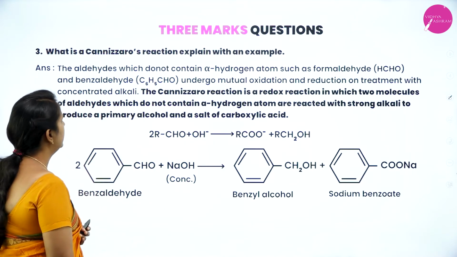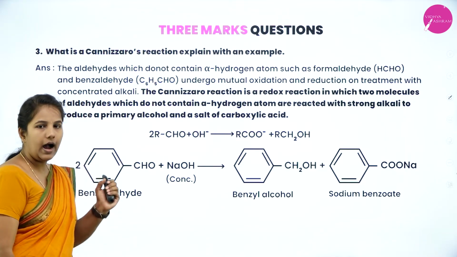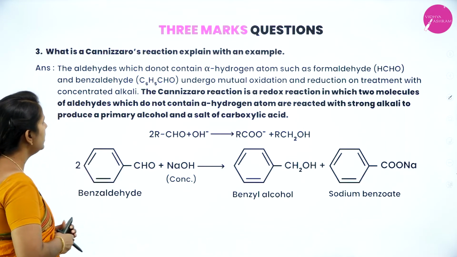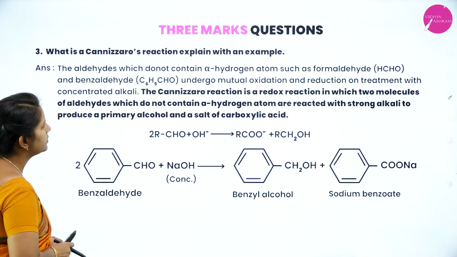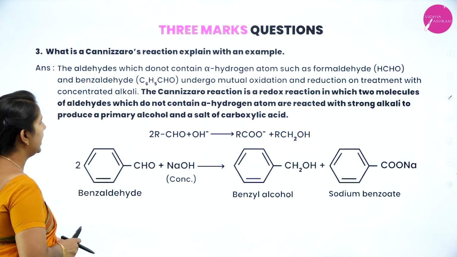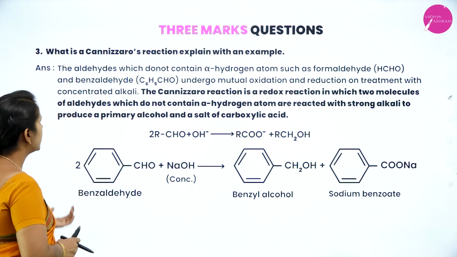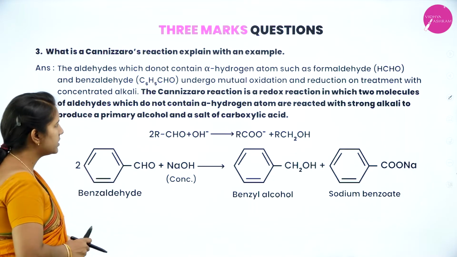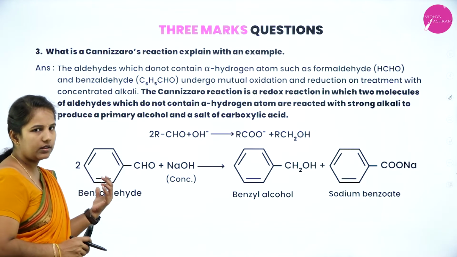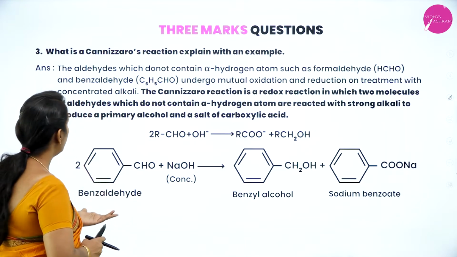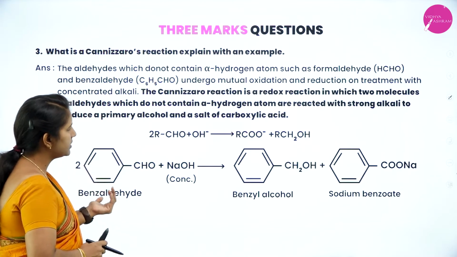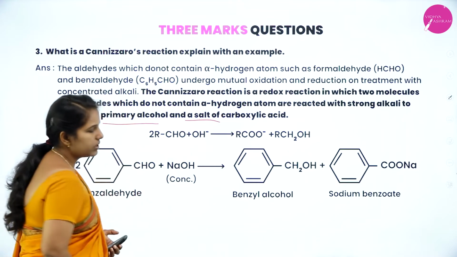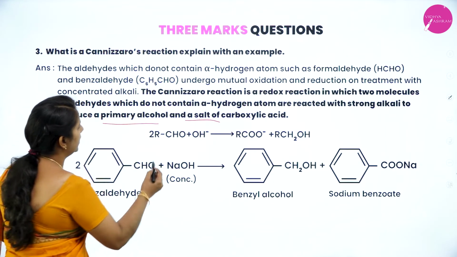Give an example. So, as I explained, an aldehyde that does not contain an alpha hydrogen atom can undergo the Cannizzaro reaction. Aldehydes that do not contain alpha hydrogen atoms, such as formaldehyde or benzaldehyde, can undergo mutual oxidation and reduction with a concentrated alkali, and this reaction we call as what? Cannizzaro reaction. It is nothing but a redox reaction in which 2 molecules of an aldehyde that does not contain an alpha hydrogen atom react with a strong alkali and give primary alcohols and salts of carboxylic acid. You can go with the general reaction.